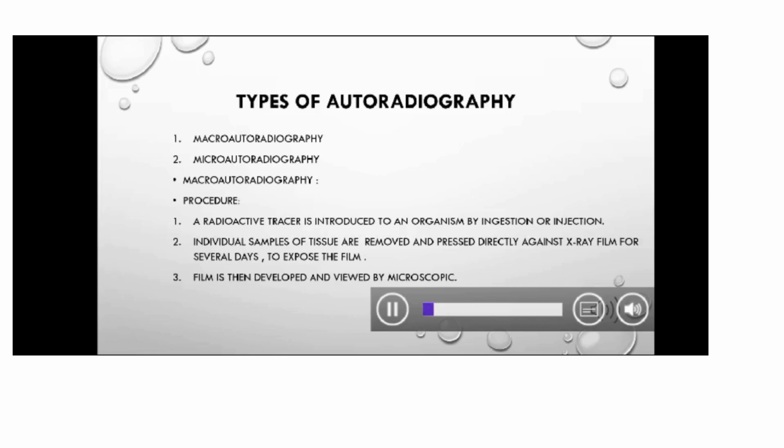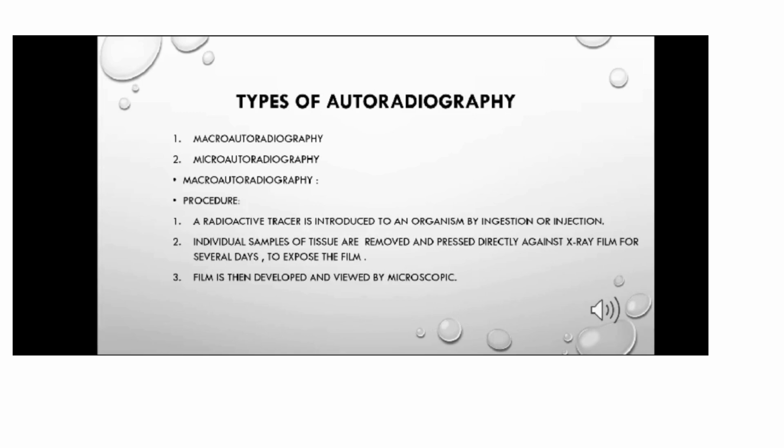Autoradiography has two types: macro autoradiography and micro autoradiography. The procedure of macro autoradiography. The radioactive tracer is introduced into an organism by injection. The individual samples of tissues are removed and pressed directly against X-ray film for several days to expose the film. The film is then developed and viewed microscopically.